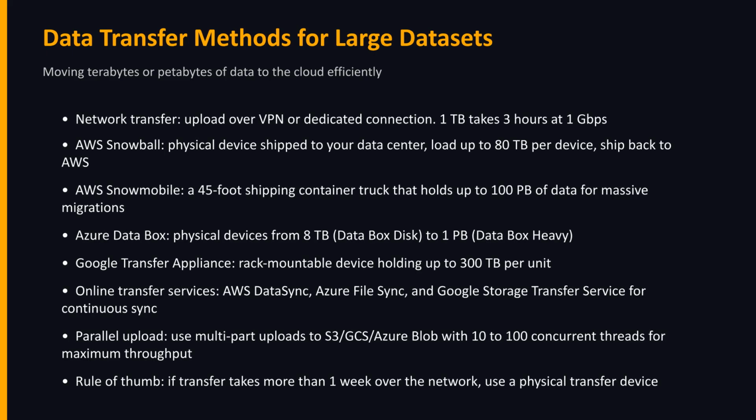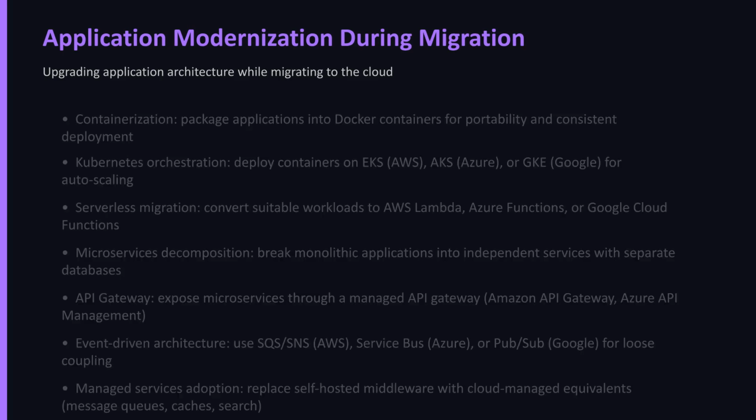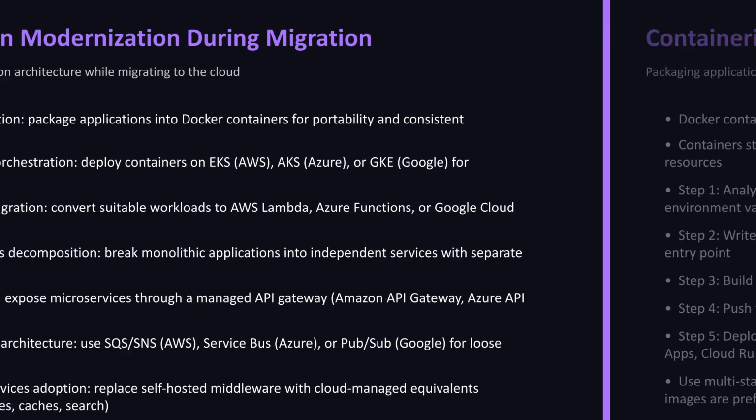Use these when your data volume makes a standard network migration take longer than 1 week. Migration is an ideal time to modernize your applications. Strategies like containerization, moving to serverless functions, or decomposing monoliths into microservices can dramatically increase your agility, improve scalability, and help you transition away from self-managed middleware.